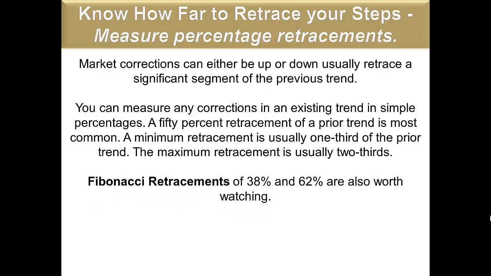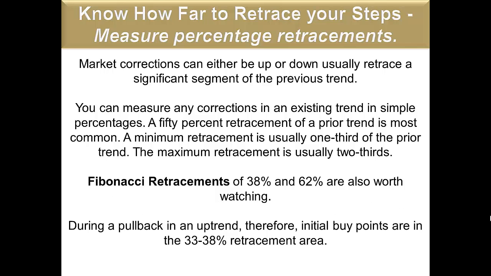Fibonacci retracements of 38% and 62% are also worth watching. During a pullback in an uptrend, therefore, initial buying points are in the 33 to 38% retracement area.